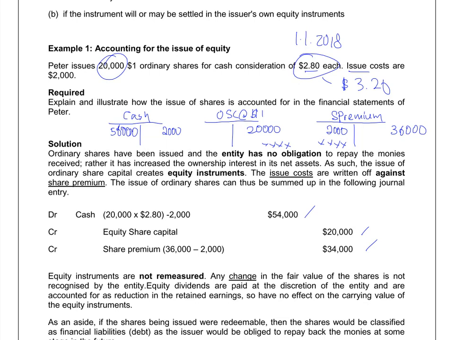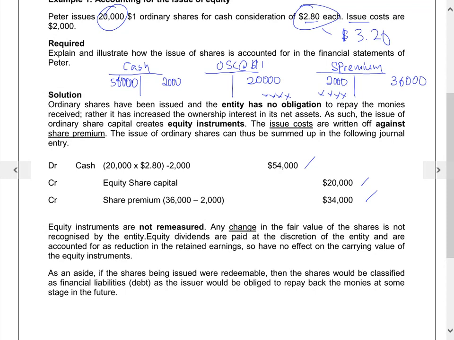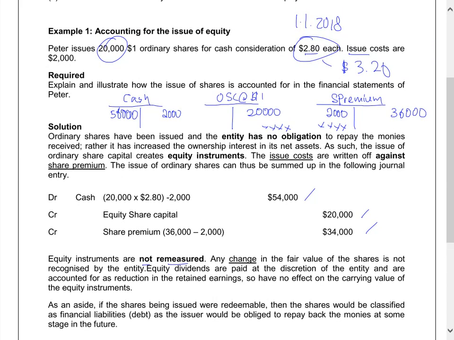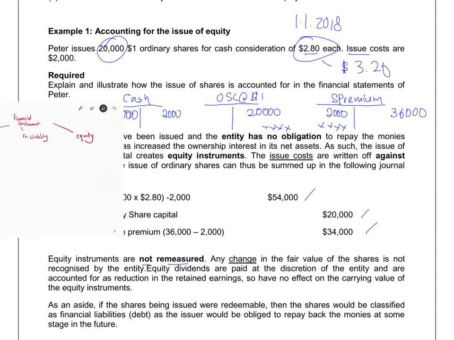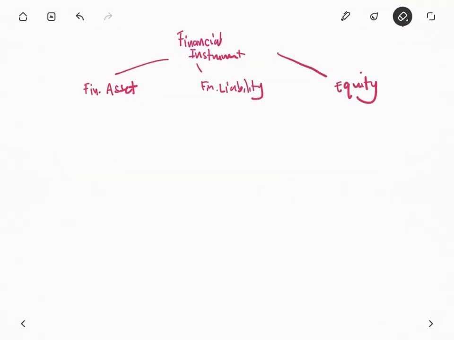Nothing. So you can see here, equity instruments are not remeasured. Means whenever there's a change in price, we don't have to do anything with our share capital. Nothing to do with us. Shareholder will make money from there, 40 cents. Equity, no remeasurement. Can you write that? No subsequent remeasurement.